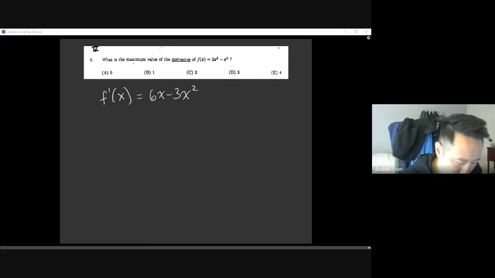And now they want the maximum value of this derivative. You want to maximize it. We're going to max this, which means you need to take the derivative of this. So essentially you're doing a second derivative.